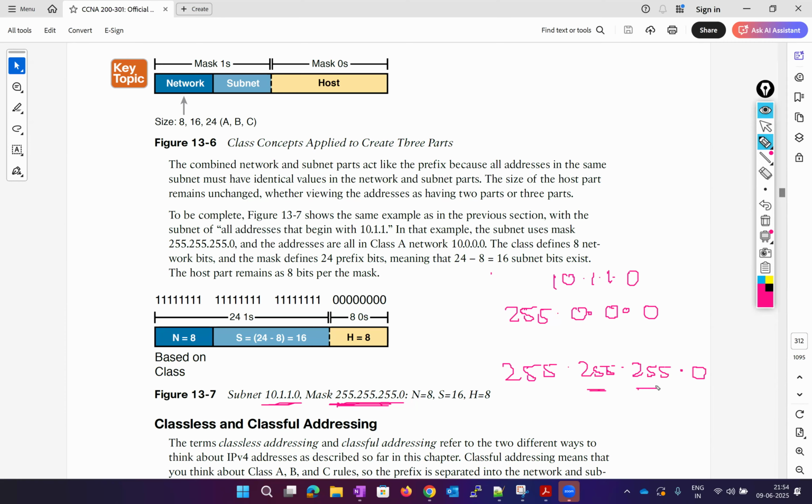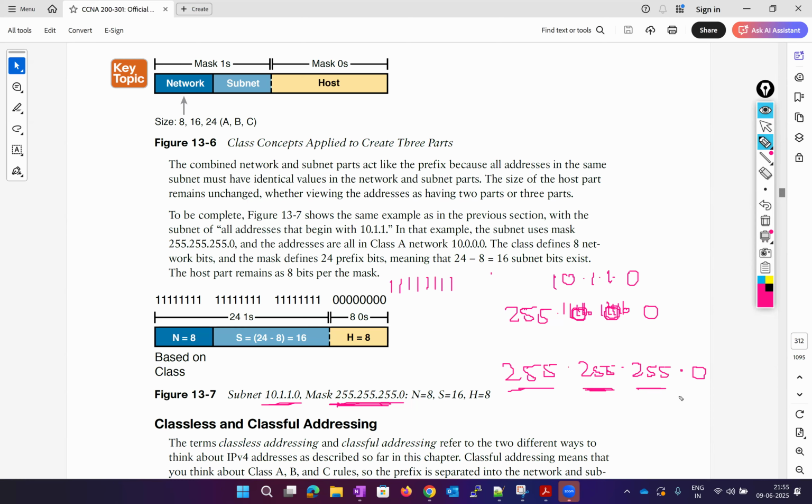And we know that 255 means there should be 8 ones: 1, 2, 3, 4, 5, 6, 7, 8. So we converted all the zeros in the second octet. There are 8 zeros in the second octet, and we converted them into ones. There are 8 zeros in the third octet, and we converted them into ones, making it 255.255.255. So basically we are converting zeros from the host part and changing them into 1. Please remember this.